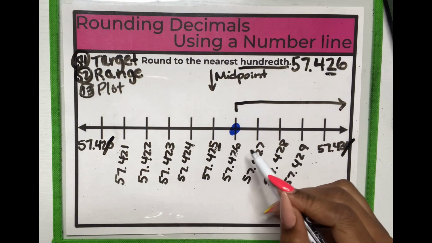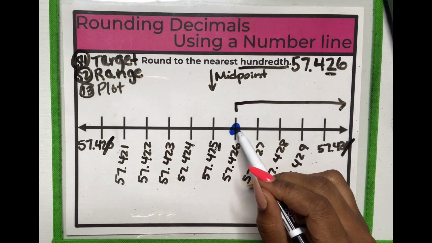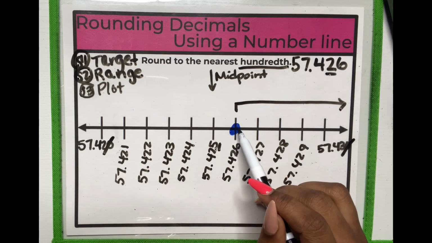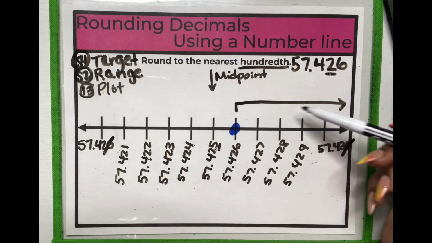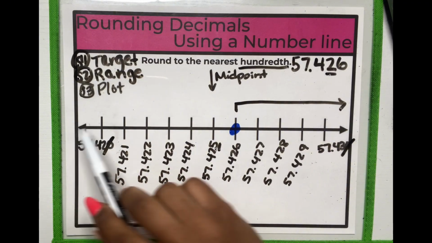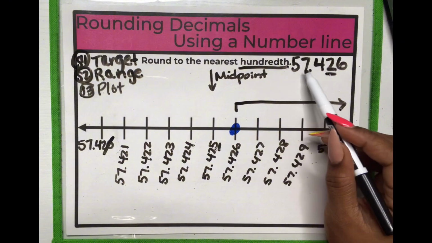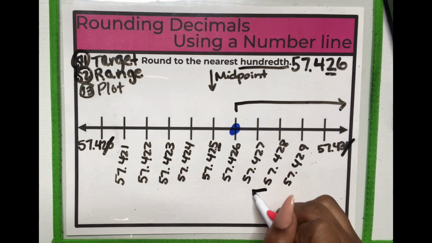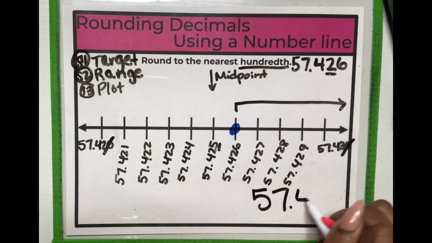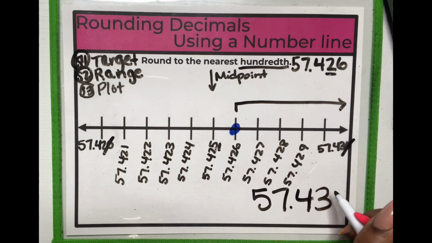Again, 57 and 426 thousandths was here. After we plot, we look at whether we're going to round up or round back. You see which end mark it's closest to, and it's closer to this one. So 57 and 426 thousandths rounds to 57 and 43 hundredths. All right. Great job.